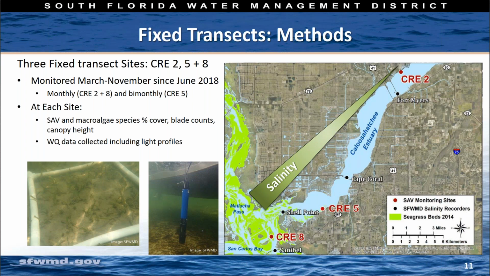So this is a salinity gradient from our CRE2 site all the way to the CRE8 site. The upper estuary is mostly freshwater, and our species are Vallisneria and Ruppia. In the middle estuary, we have Ruppia and Halodule wrightii. And in the lower estuary, CRE8, we have marine seagrasses: Halodule wrightii, Thalassia, and we also have Syringodium, Halophila decipiens, and Halophila engelmannii in these areas.